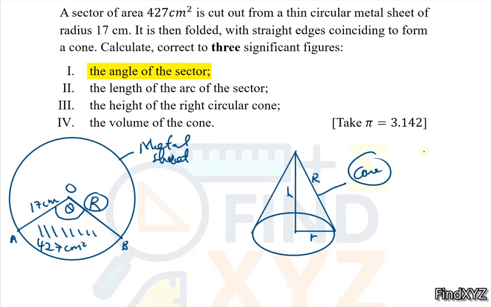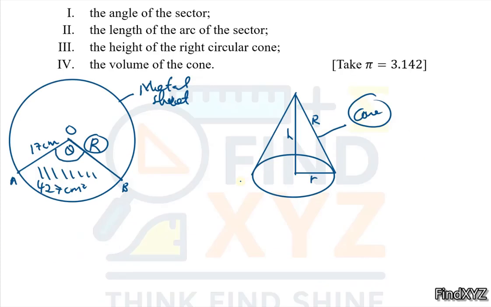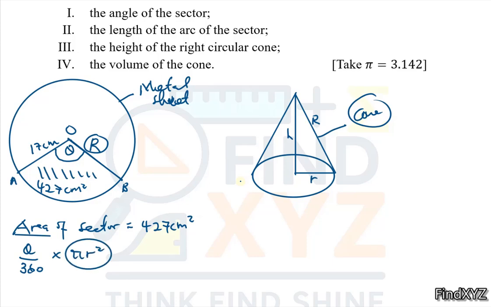Let's first find the angle of the sector. We're given the area of the sector, right? So the area of the sector was given as 427 centimeters squared. But how do we find the area of a sector? A sector is part of a circle, right? So we need the part, which is the angle. When you move around the circle, the whole angle will be 360. And since we are talking about area, we have to multiply this by pi r squared. Now this pi r squared represents the total area of the circle. Then this region will give us the part that we are looking for. So this part, which is the area of the sector, everything should give us 427.